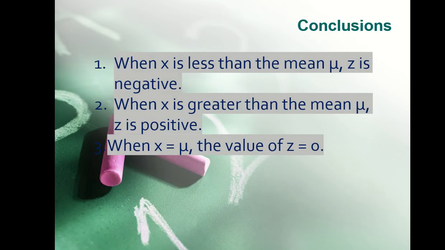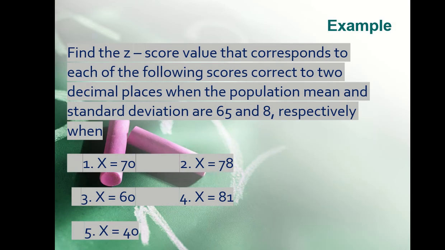Generally, we can conclude that if the raw score is less than the mu, then the z-score is negative. Otherwise, if it is greater than the mean, then it will be positive. While if the raw score is equal to the mean, then therefore z is equal to 0. So let's take this example. This is very basic. You're going to simply apply substitution here in the given formula.